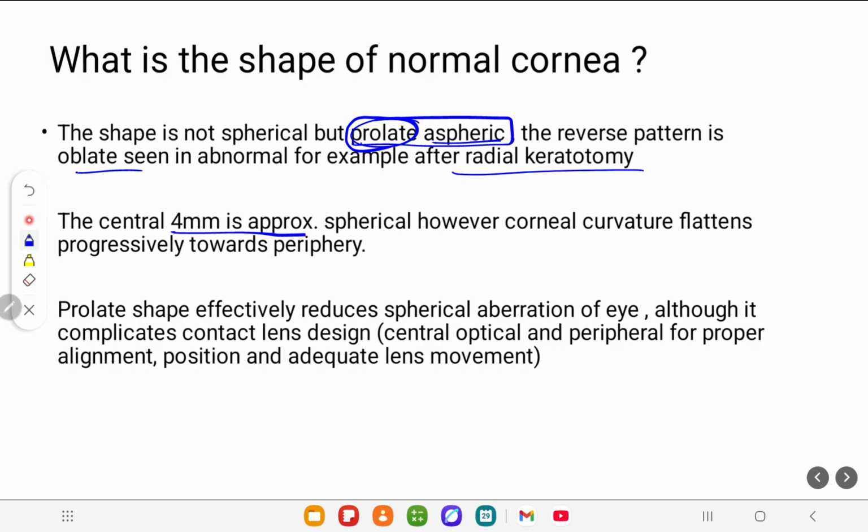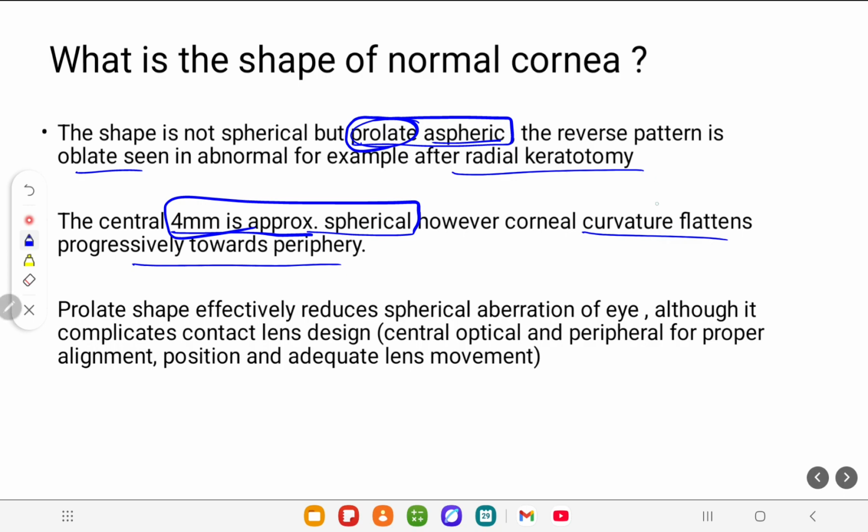Okay, but the oblate pattern is definitely the reverse of prolate, and mostly the cornea is prolate. The central 4 mm approximately is spherical. That's a very important point. So the cornea is not spherical, definitely it is prolate spheric, but the central 4 mm of the cornea is approximately, just emphasizing the word approximately, spherical. However, corneal curvature flattens progressively towards the periphery. That's the definition of prolate. Prolate means from center to periphery the radius of curvature increases. It becomes flatter and flatter and flatter. It means the curvature decreases from center to periphery.